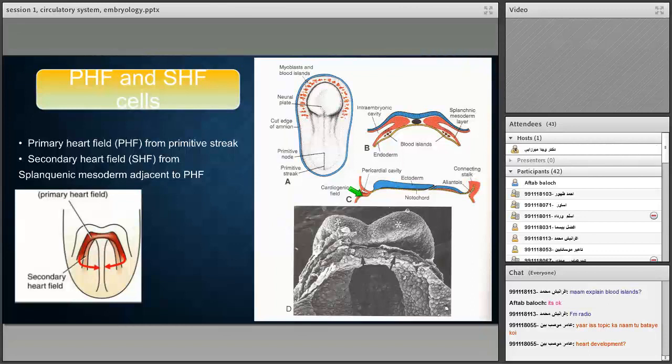Here we can see the lateral plate mesoderm. Can you see? The blue one is the ectoderm layer, the yellow one is the endodermic layer, and this is the lateral plate mesoderm. They are placing in the splanchnic layer of the lateral plate mesoderm. Here we can see them.